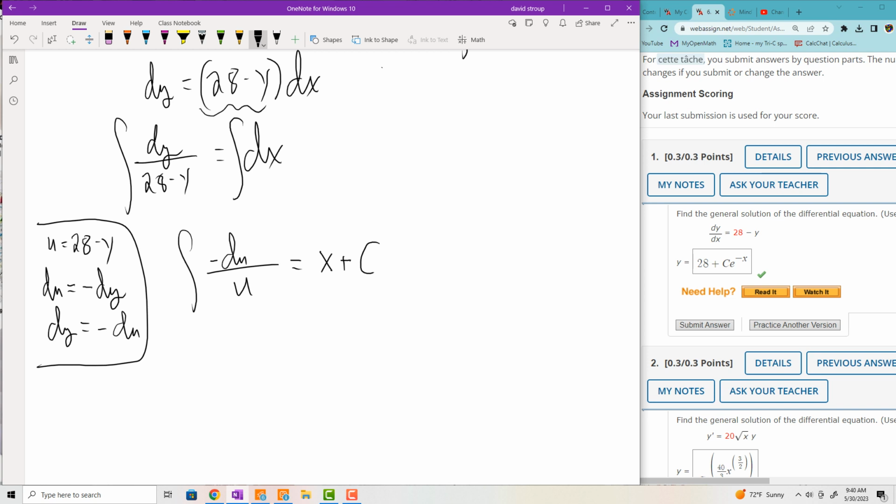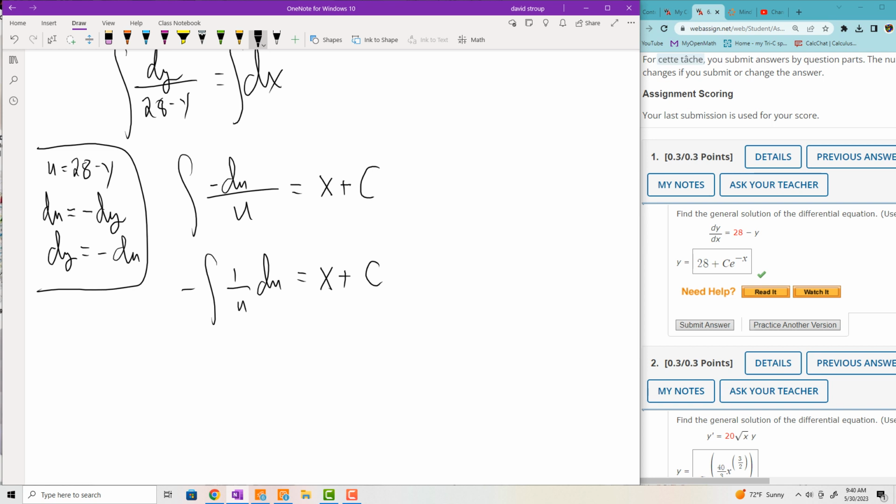Okay, so anyways, on the left now, I can factor out a negative. If you want to rewrite it to make it look more familiar, 1 over u du, it's just a natural log. And on the right, I'm just going to keep it as is.